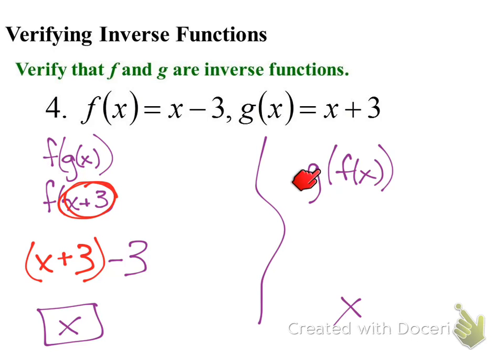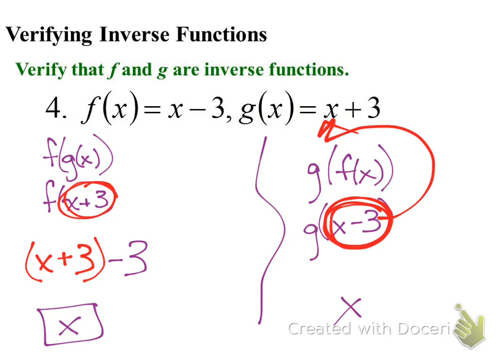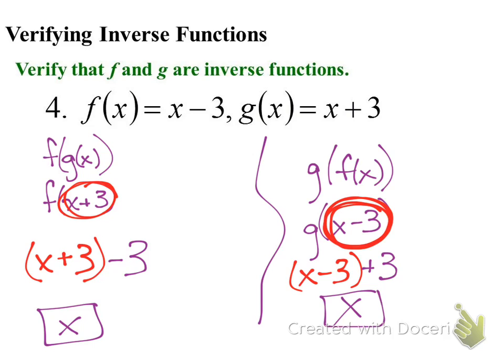Let's try it again, but going in a reverse order. So now let's start with f's function. f's function is taking its input minus 3. But now I'm going to take this expression and put it into g's function. g's function is add 3. So I'm going to take that x minus 3, add 3. And it does get us down to our original input.